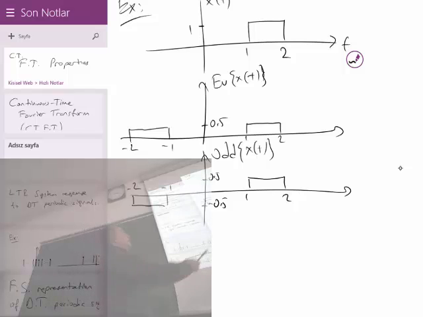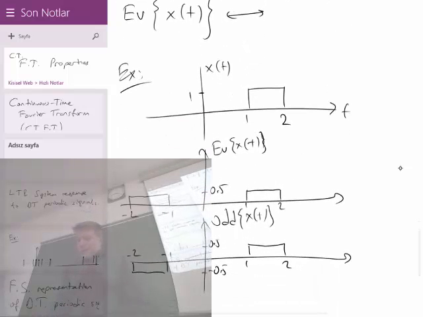Because when you combine the even and the odd part, if you add these two signals, you come up with that. Do you agree? And this is completely anti-symmetric. It's an odd signal, the last one. This one is completely symmetric, therefore it's an even signal.